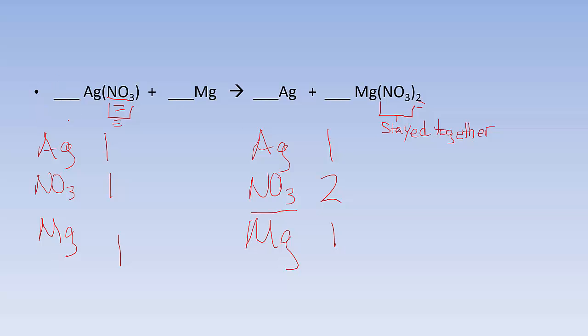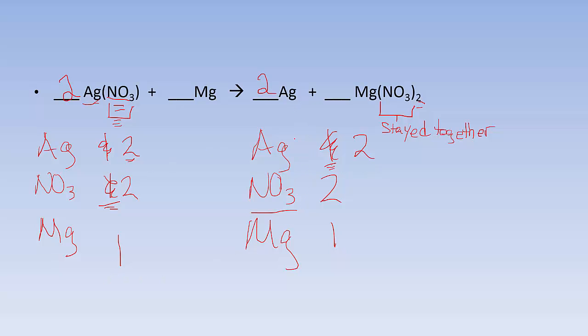So now I gotta balance it. Well, what's not balanced? NO3. I only got 1 on the left side. I need 2. So I gotta put a 2 in front of this. So now I got 2 NO3, but I also changed my Ag. So now there's 2 Ag's. Well, now Ag is not balanced. I only got 1 on the right side, but I got 2 on the left side. Where did that other Ag go? Well, to fix that, you got to put a 2 in front. So now I got 2 Ag's. Now everything's balanced.